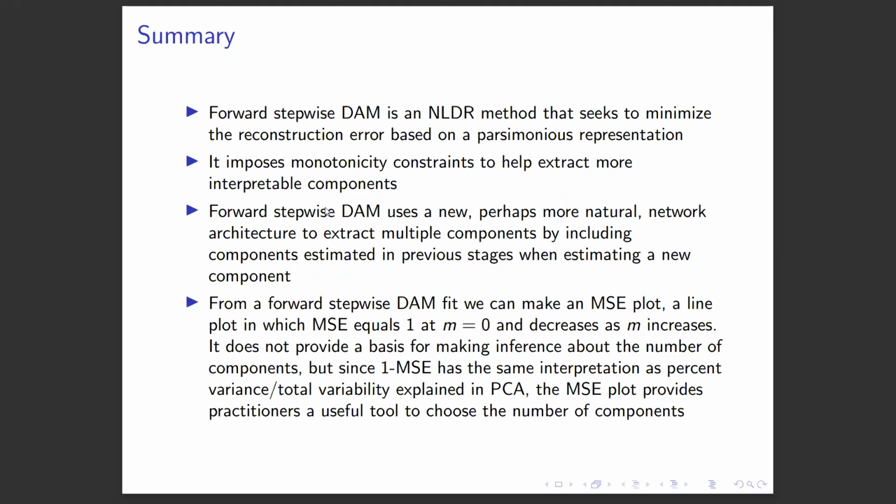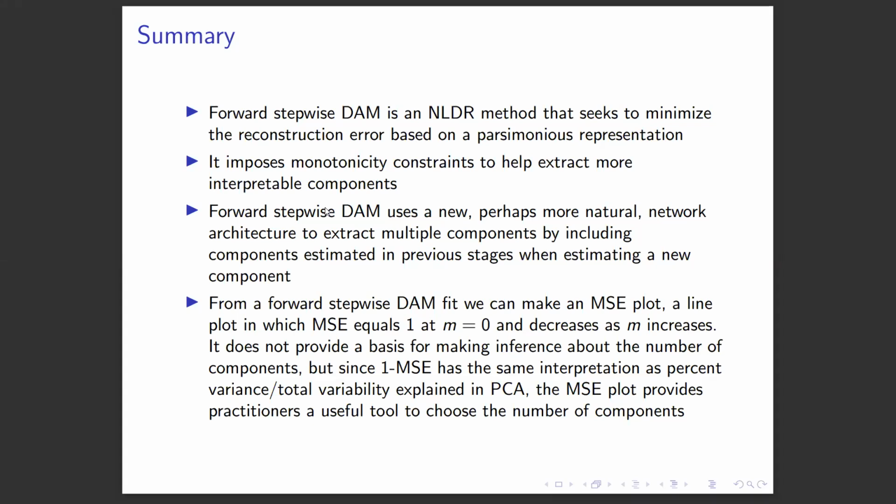So in summary, the forward stepwise monotone autoencoder is a nonlinear dimensionality reduction method that seeks to minimize the reconstruction error based on a parsimonious representation. It imposes monotonicity constraints to help extract more interpretable components. If you think about the monotonicity, it means that every observed variable is a positive combination of some of the latent variables. So you can have wiggles in there.